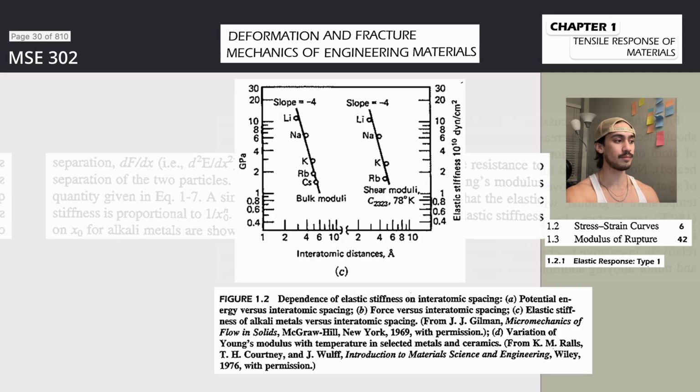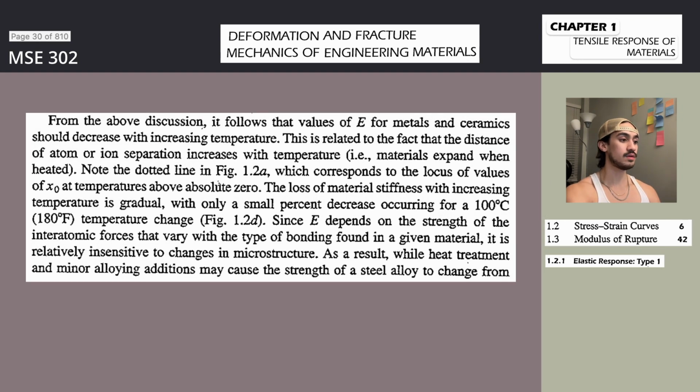From the above discussion, it follows that values of E are the same as the value in table 1.4 for E of 111 and E of 100. For iron, we have this expression, E of 110 is equal to 210.5 gigapascals.